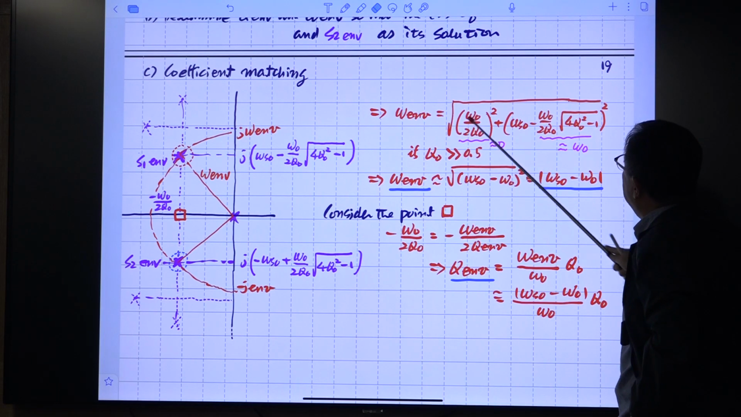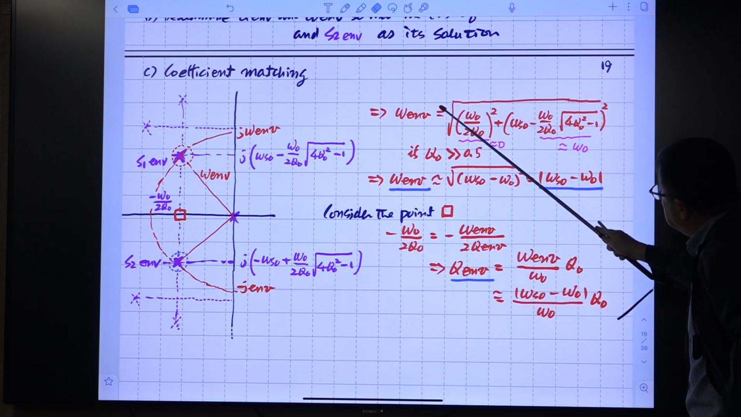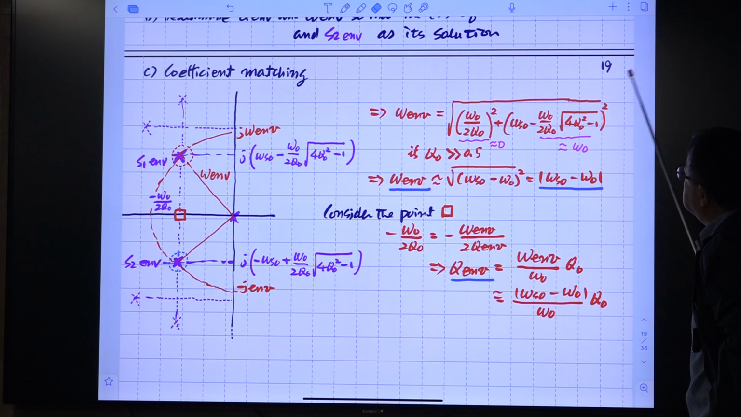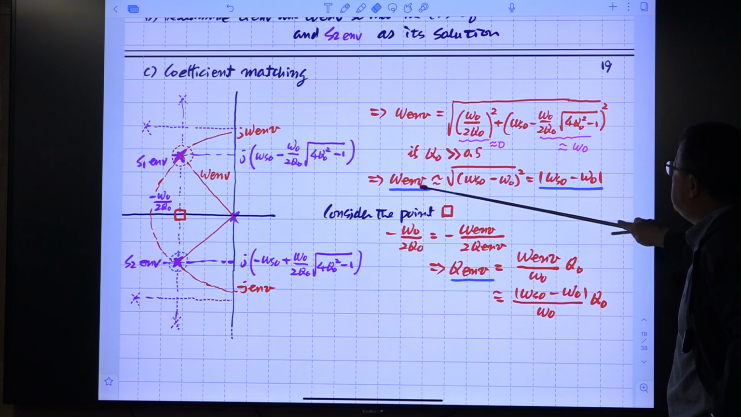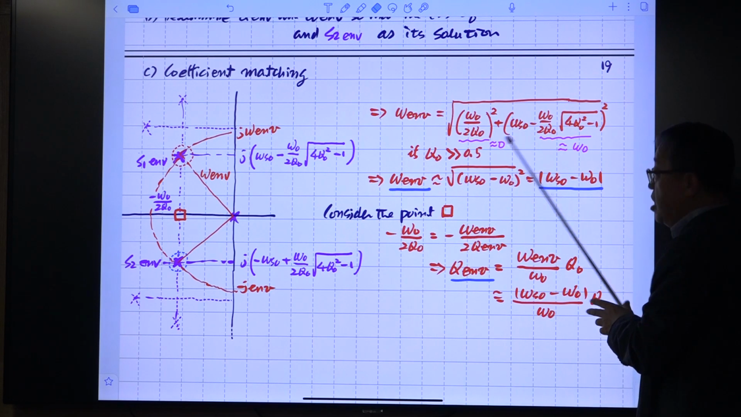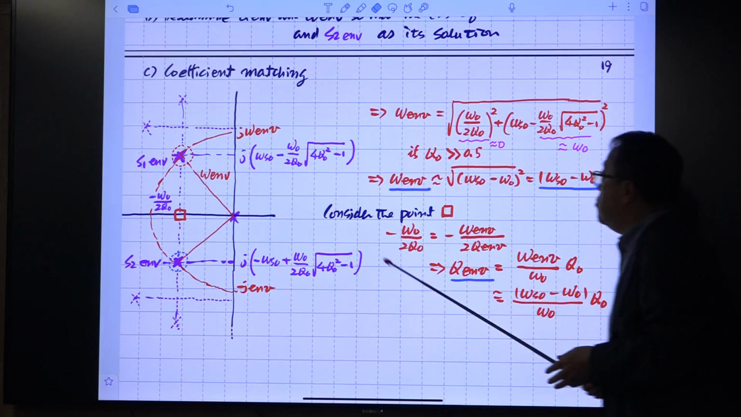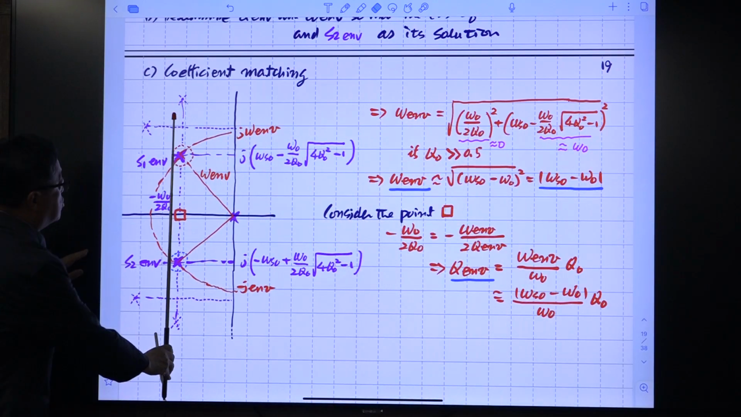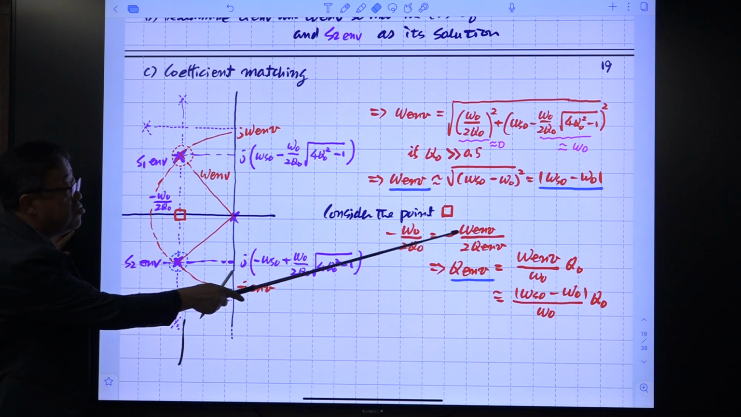Then omega,ENV is simply omega,SW minus omega naught, squared under a square root, so they cancel. So you have this simple expression. The frequency omega,ENV is the difference between the unmodulated switching frequency and the resonant frequency. The result is extremely simple. And Q is this one. Then the x coordinate remains the same. This is the original expression, and this is the new expression.